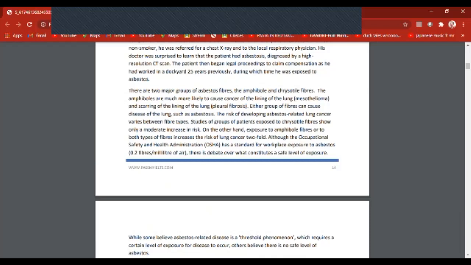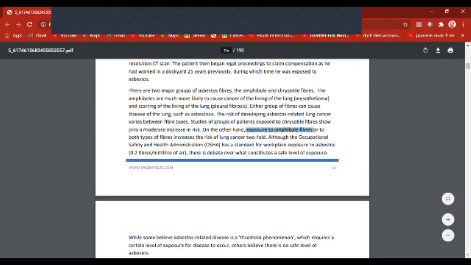Risk of developing asbestos-related lung cancer varies between fiber types. Means different risk. Studies of groups of patients exposed to chrysotile fiber show only a moderate increase in risk. Not too much. On the other hand, exposure to amphibole fiber or to both of these types increases the risk of lung cancer twofold. So which one is more dangerous? Amphibole is more dangerous, double dangerous, twofold.